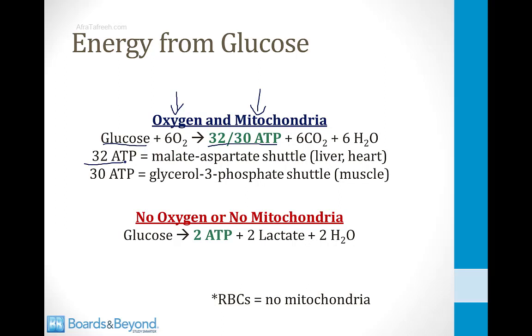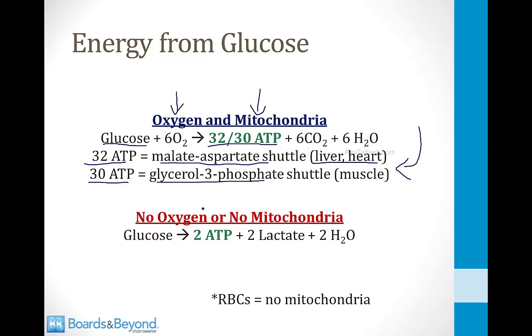32 ATPs can be produced when the malate aspartate shuttle is used for oxidative phosphorylation, and this is the shuttle that's commonly used in the liver and in the heart. In muscle tissues, a different shuttle is used called the glycerol 3-phosphate shuttle, and via this shuttle only 30 ATPs are produced from glucose and glycolysis. And I talk about both of these shuttles in more detail in the video on oxidative phosphorylation.